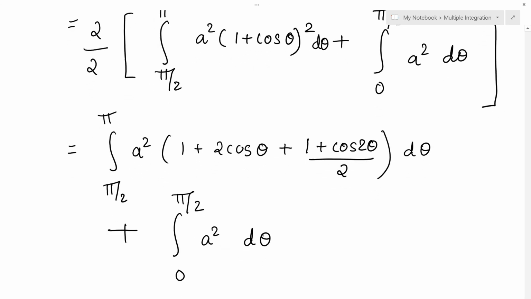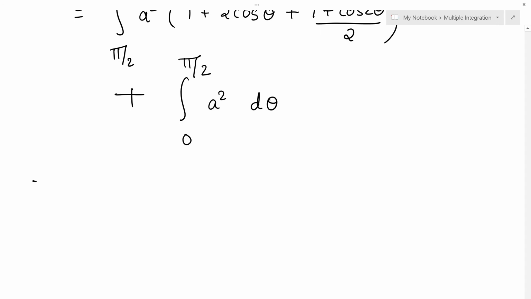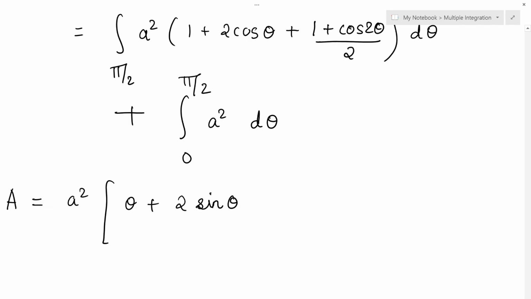So I've simplified my first integration and the second integration. Let's just integrate all the terms now. So you will have area is equal to a square, which is common in the first term. This will be theta plus 2 sine theta. I'm integrating 1 with respect to theta.